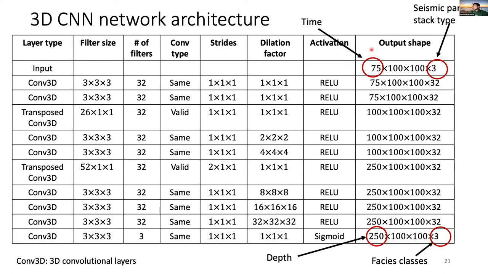Basically, the input into our network is the seismic partial stack data. This is the time axis. This is the X and Y axis. And three denotes the post stack, near stack, and far stack data.